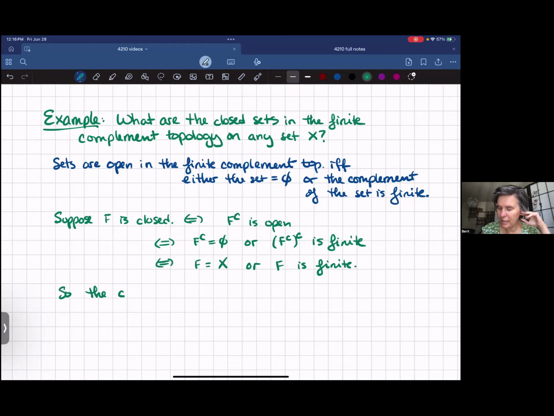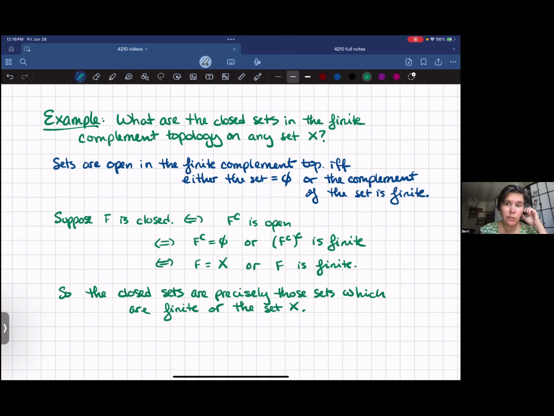So the closed sets are precisely those sets which are finite or the set X. Okay, so either the whole space has to be closed, and if you're not the whole space, then you just have to be a finite set to be closed.